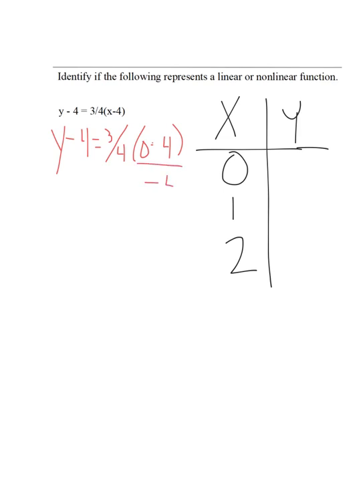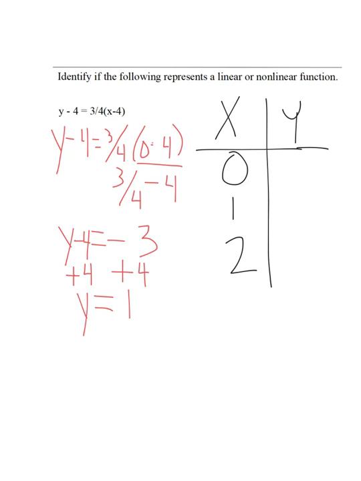Right here I get negative 4. That times 3/4 would give me negative 3. So now I have that y minus 4 is equal to negative 3. When I cancel out the negative 4 with a positive 4, I get the value y is equal to 1. So now in my table, I'm going to record that the y value is 1 when x is 0.